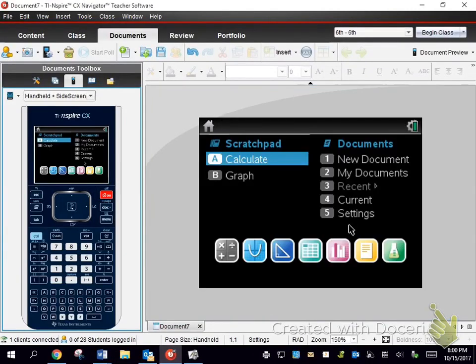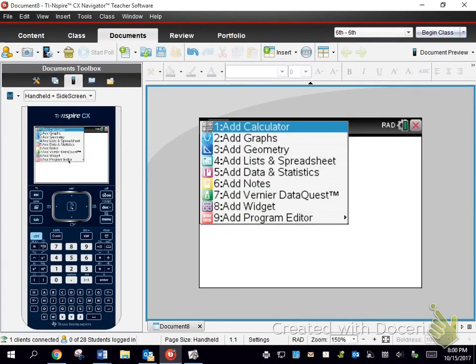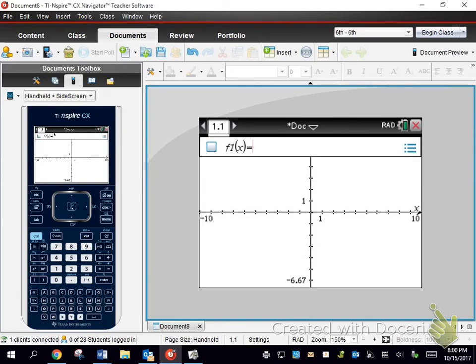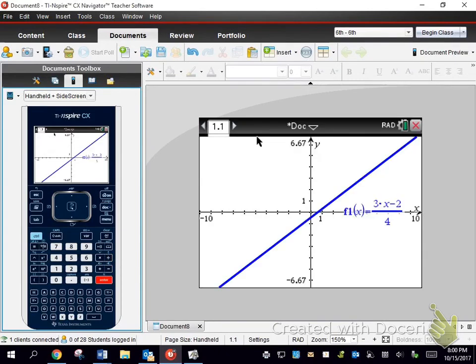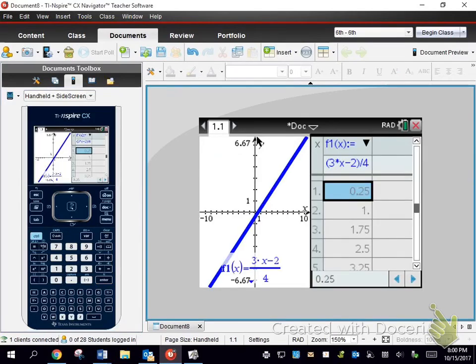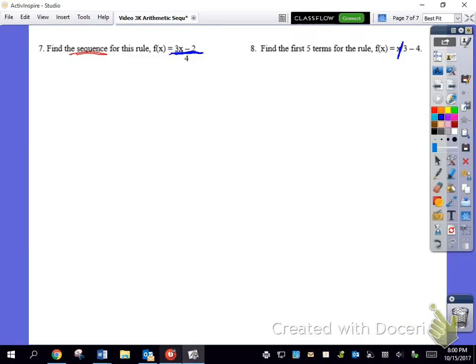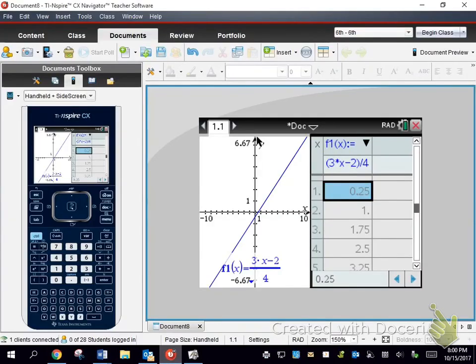So I'm going to go to a brand new document. That's just my preference. Everything's on the top, so hit Control Divide, and then put 3x minus 2 on the top, arrow down and put 4. Then hit Enter. Hit Control T, and then you can do your first 4 numbers in the sequence, or first 5. The first one is 0.25, the second one is 1, the third one is 1.75, and the fourth one is 2.5.